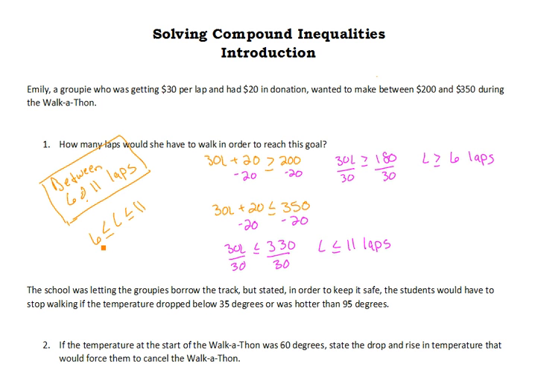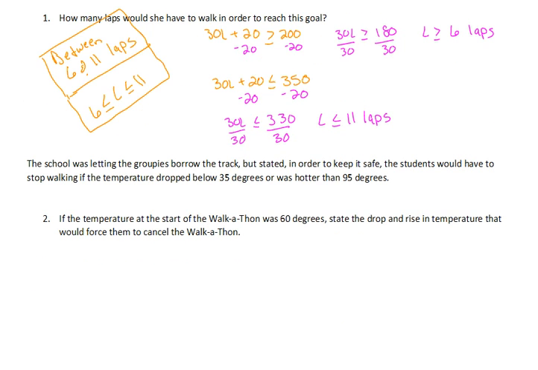Notice how my inequality signs are pointing. It looks like they're both pointing to the left, but when we read this, this is laps are greater than or equal to 6 and less than or equal to 11. So that is called a compound inequality that deals with the and. Now let's go ahead and look at a different kind.